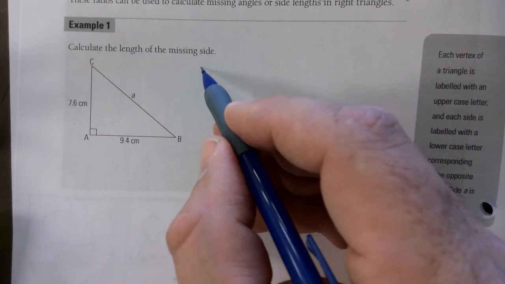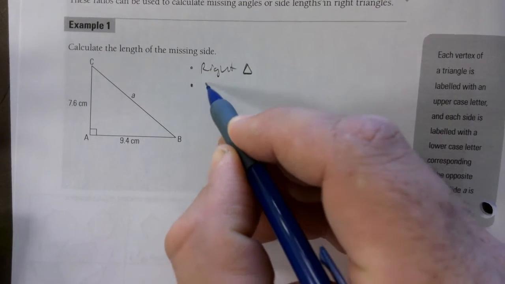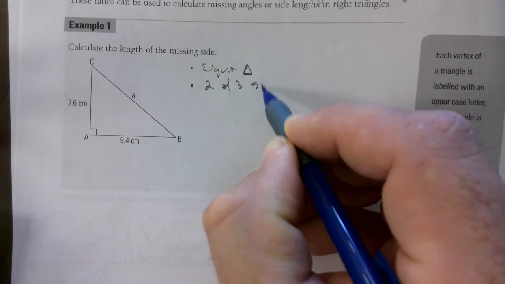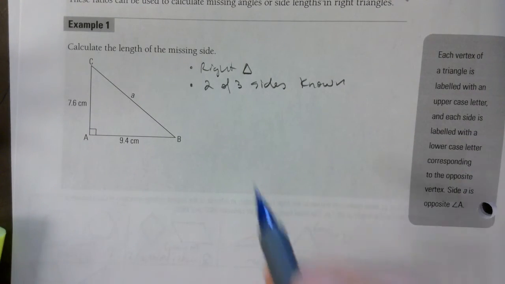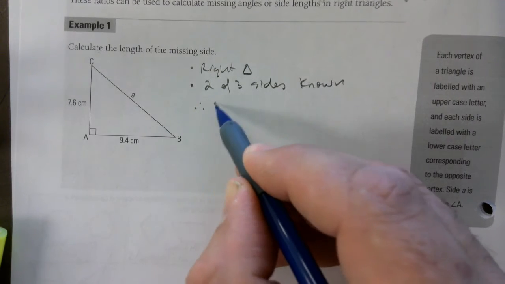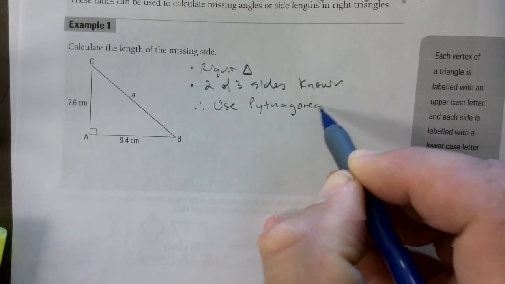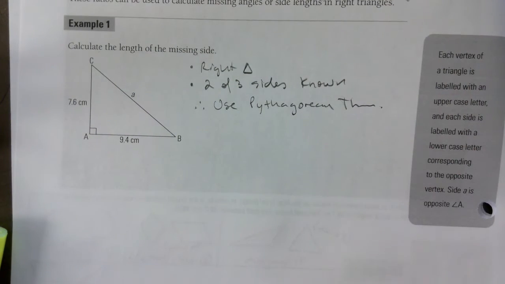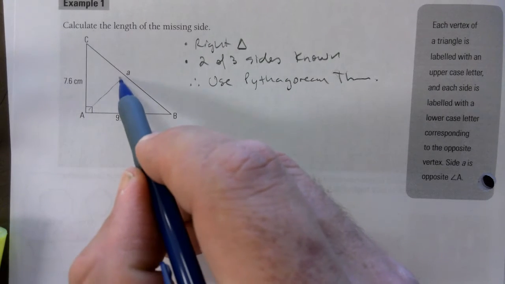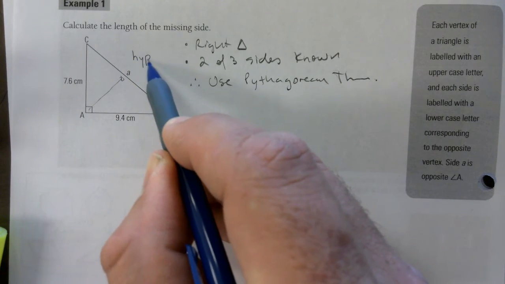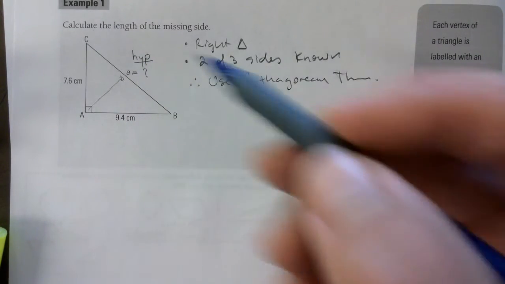And so this is our right triangle. 2 of 3 sides known. Okay. Therefore, use Pythagoras. Pythagorean theorem. So again, across the 90, this is the hypotenuse. So you are missing, right? This is your unknown. You're missing your hypotenuse.